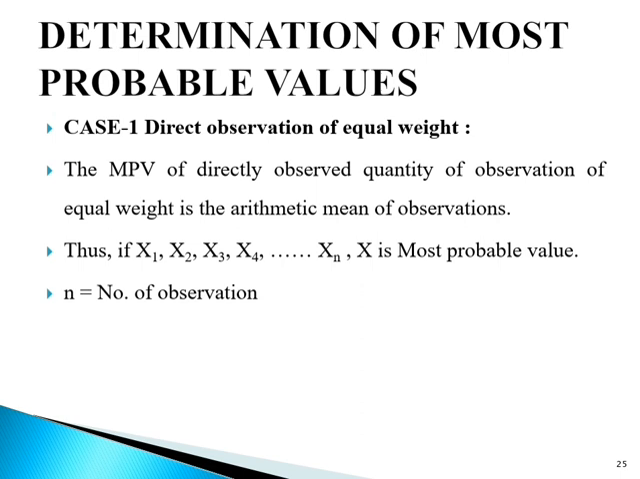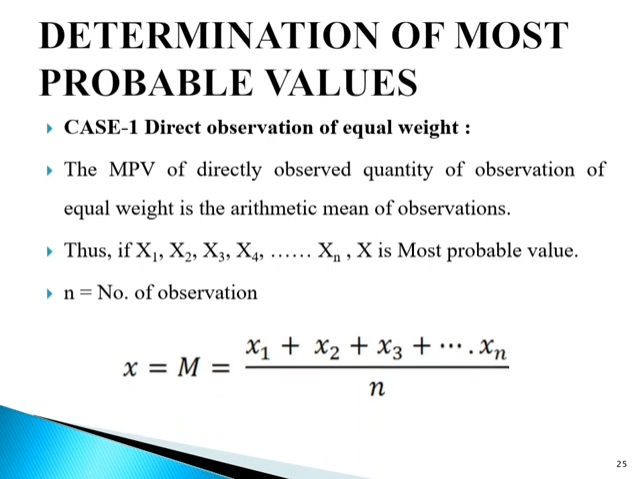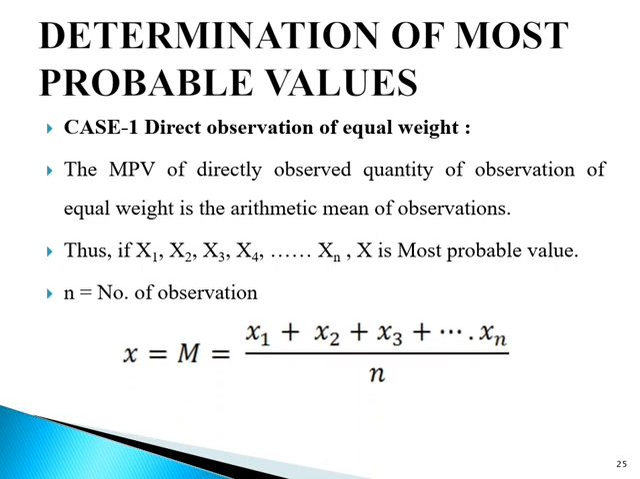So let's talk about case 1, which is direct observation of equal weight. The most probable value of a directly observed quantity of observations of equal weight is the arithmetic mean of the observations. Thus, if x1, x2, x3 up to xn are observed values of a quantity of equal weights, x is the most probable value of that quantity, and n is the number of observations, our equation will be x = M = (x1 + x2 + x3 + ... + xn) / n.